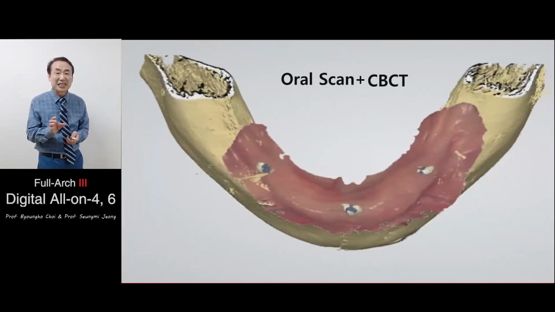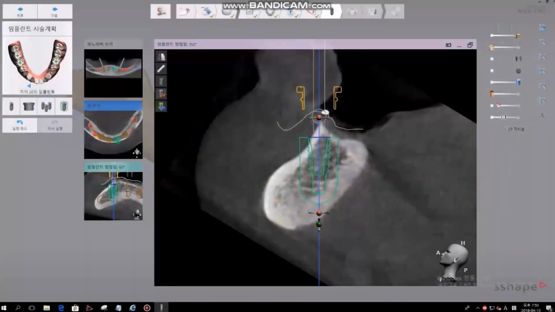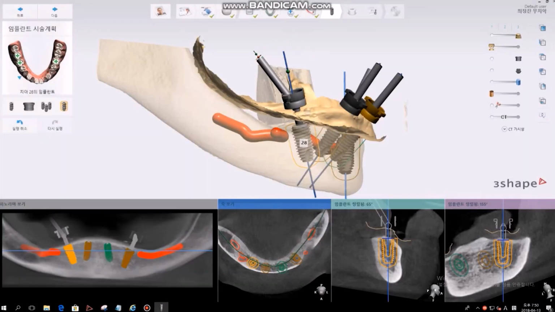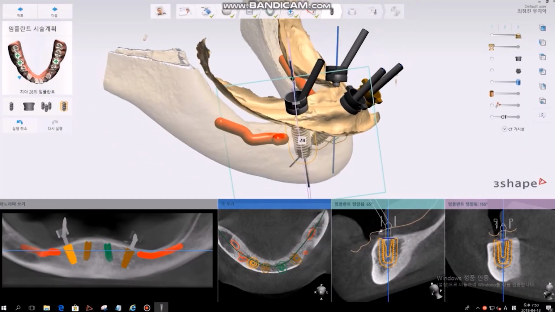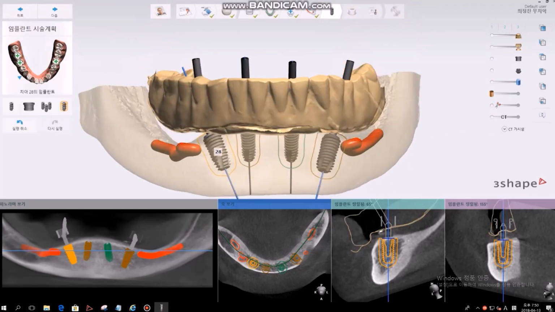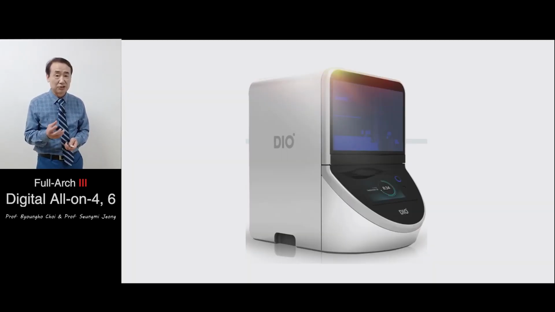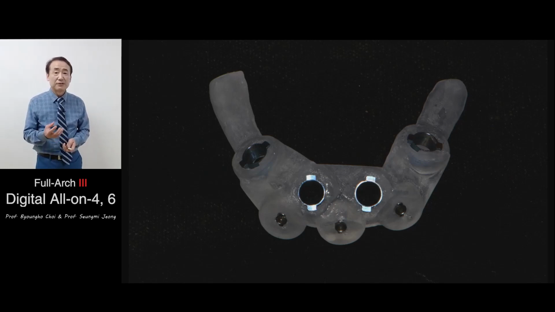On the merged image, we did implant planning. Aurum 4 implant planning was performed. We designed a surgical guide. Using this 3D printer, we fabricated a surgical guide.